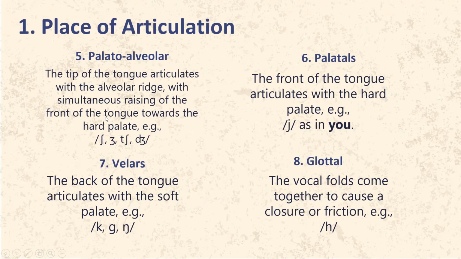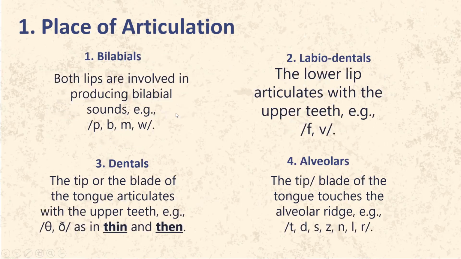I think it may be a little bit difficult, but right now I'll be explaining it. First, the tip of the tongue articulates with the alveolar ridge, exactly like these sounds. The tip of the tongue touches, which is the same as articulates, meaning it helps in producing this sound. Articulates comes from the word articulation, which is the pronunciation of the sound. Okay.